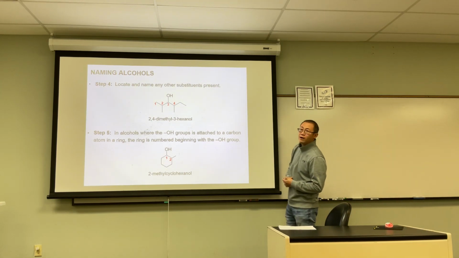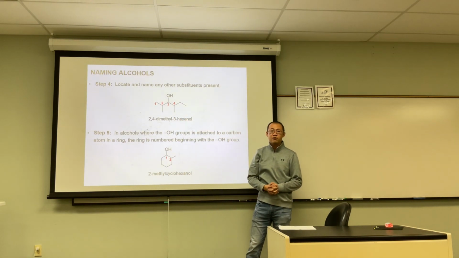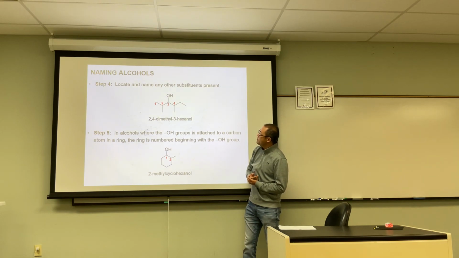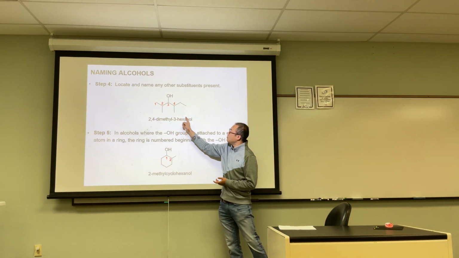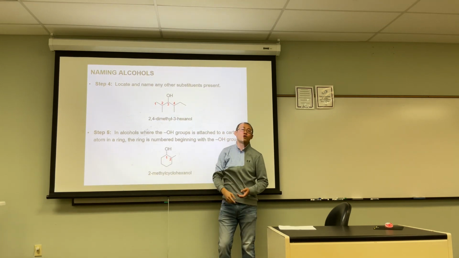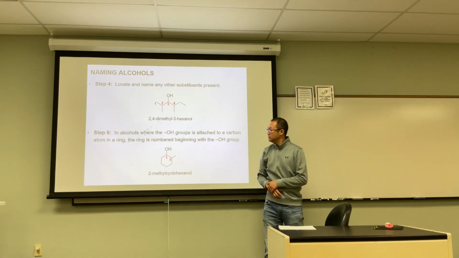And if the molecule has groups other than the hydroxyl group, you just name it as we discussed before. Okay, so this molecule is named as 1, 2, 3, 4, 5, 6 carbons, so hexanol, 3-hexanol, and there's a methyl group here on number 2, methyl group on number 4, so 2,4-dimethylhexanol. Okay, everything else is similar.